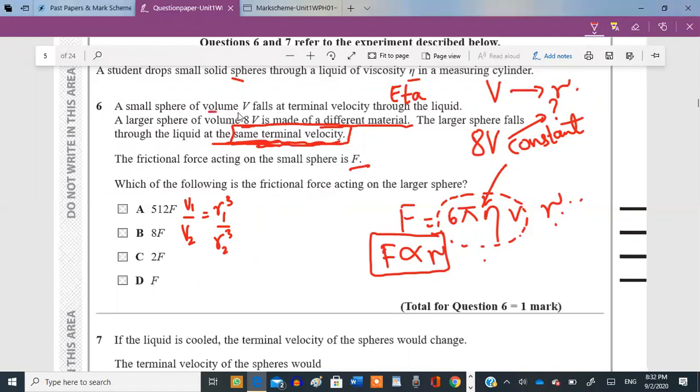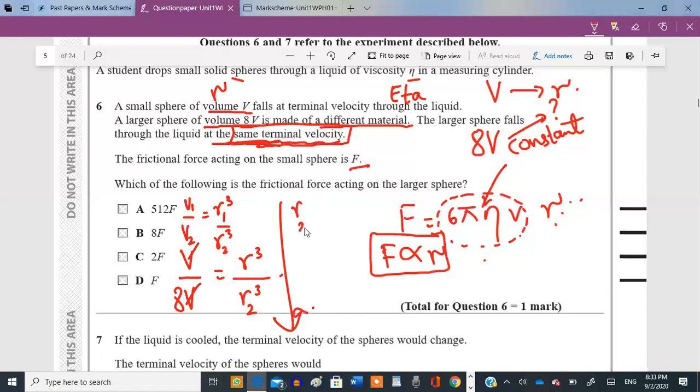Your initial ball had a volume of V, and let's assume its radius was R. Now the new ball has a volume of 8V. We need to find out its radius, R2. Let's plug in the values over here. For V1, I'm going to plug in V for the first ball, and for V2, I'm going to plug in 8V. For the first ball, I'm going to plug in R cube, and for the second ball, R2 cube. We need the value of R2 cube. The V and V will cancel each other out. Now if I cross multiply them, I will get R2 cube, which is equal to 8 times R cube.